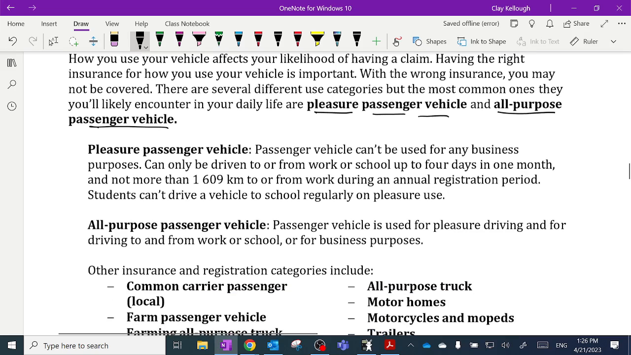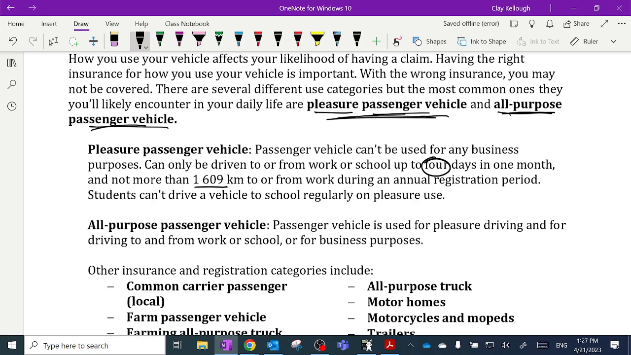A pleasure passenger vehicle is a passenger vehicle that can't be used for any business purposes. It can only be driven to or from work or school up to 4 days in 1 month and not more than 1,609 kilometers. If you're wondering why such a weird number, this rule is so old that it used to be in miles in the 70s, and that's how many kilometers would make 1,000 miles. So there is a fairly significant difference in price. Passenger vehicle insurance is much cheaper than insurance for all purpose.